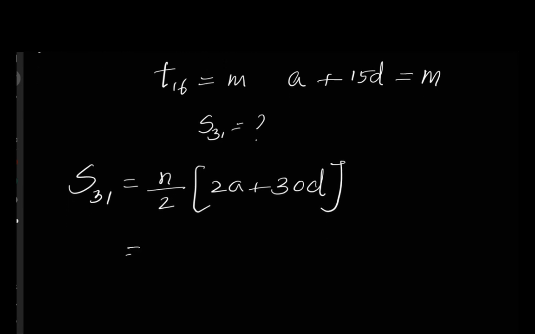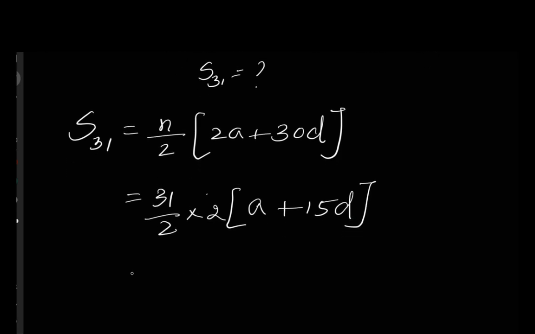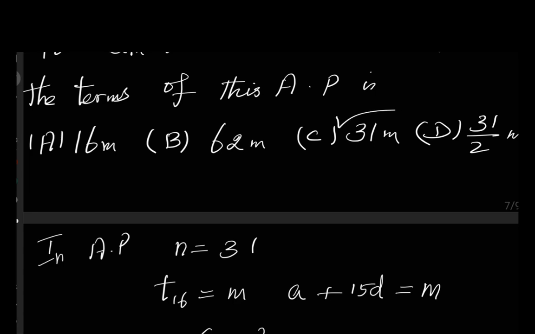You have to find the sum. So n by 2, where n is 31. Substitute n as 31 here. Take 2 outside: a plus 15d. But what is a plus 15d? It is m. The 2 cancels, so 31 into m. That is 31m. The sum is 31m, option C. With that, the 1 mark questions from chapter 2 are completed. You can go through and work out the values yourself. Thank you.